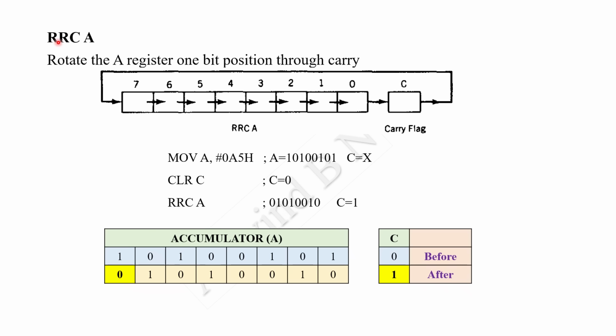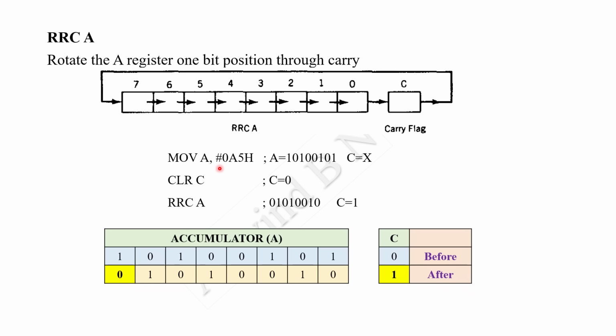Getting into the RRCA, so rotate the accumulator A register 1 bit position through the carry rightwards. So this is what RRC we are going to have. This is the general representation. You have to write this much and then any example. This is a small example we have taken.